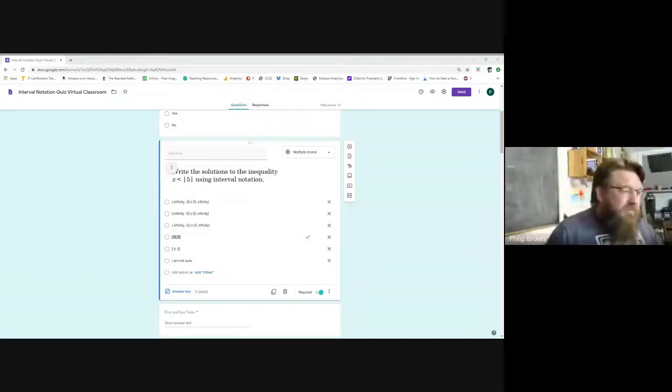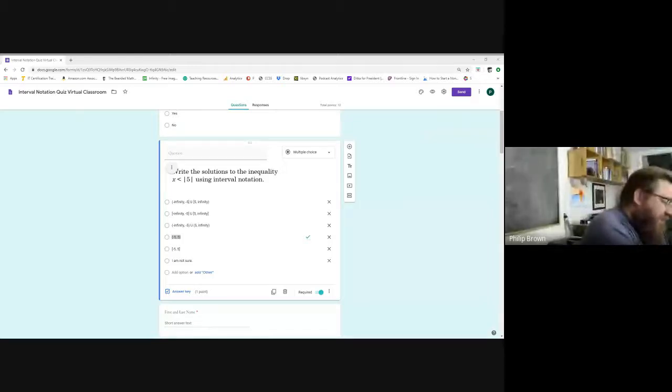So this one's true. It's from -5 to 5 because it says x is less than the absolute value of 5. That means that it's closer to 0 than 5 is to 0. So on a number line, I can turn on the document camera if you guys want.